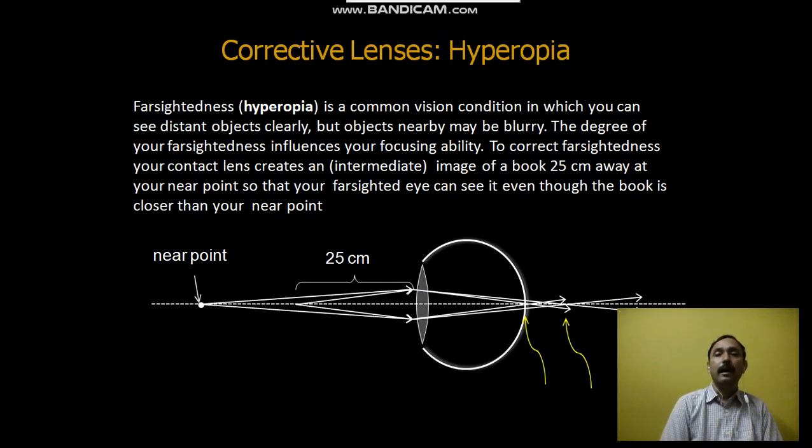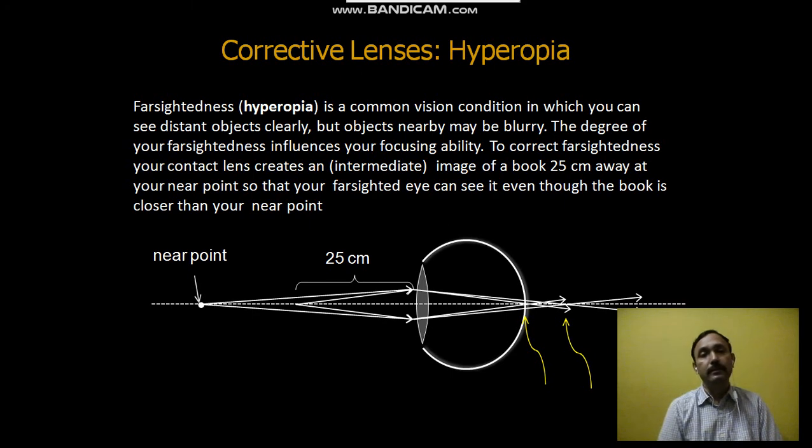Another one is hyperopia or far-sightedness. It is a common vision condition in which you can see distant objects clearly, but objects nearby may be blurry. That means when you are reading a paper, the words remain blurry, but distant objects, say number plates of a bus or train, can be seen easily. The degree of your far-sightedness influences your focusing ability.